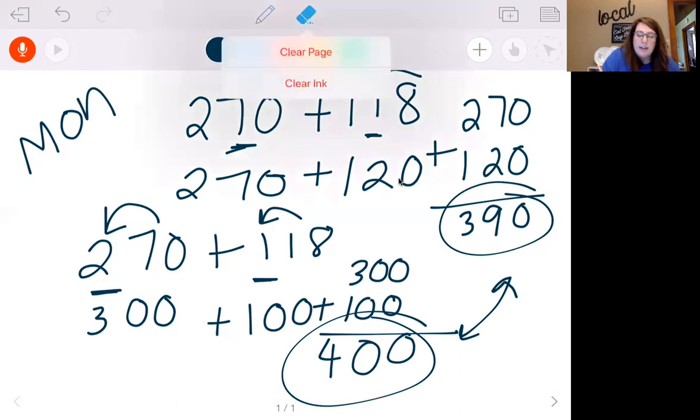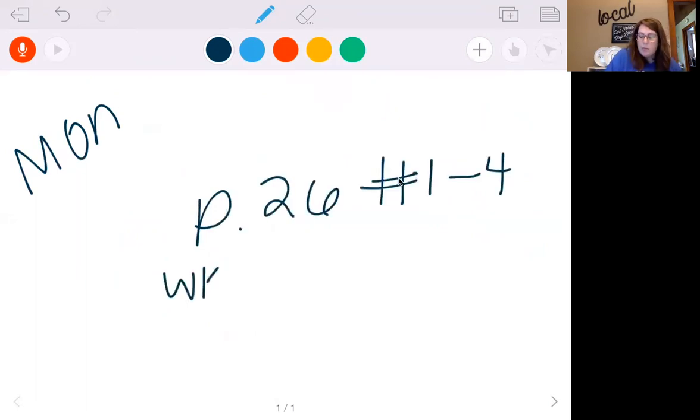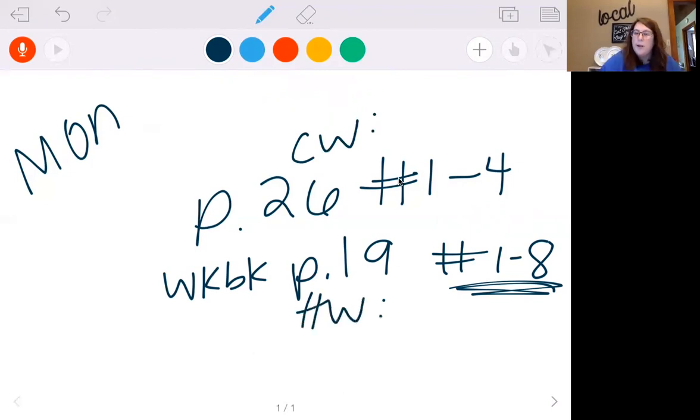So what you're going to do today for classwork is you're going to do page 26, numbers 1 through 4 in your hardback book. And for homework, you're going to do workbook, page 19, numbers 1 through 8. You're only doing 1 through 8 on homework. Don't do the other parts yet because that's front-end estimation and we're not there yet. So classwork, do these 4 problems on page 26. Don't go any further than that. And homework is that workbook page.